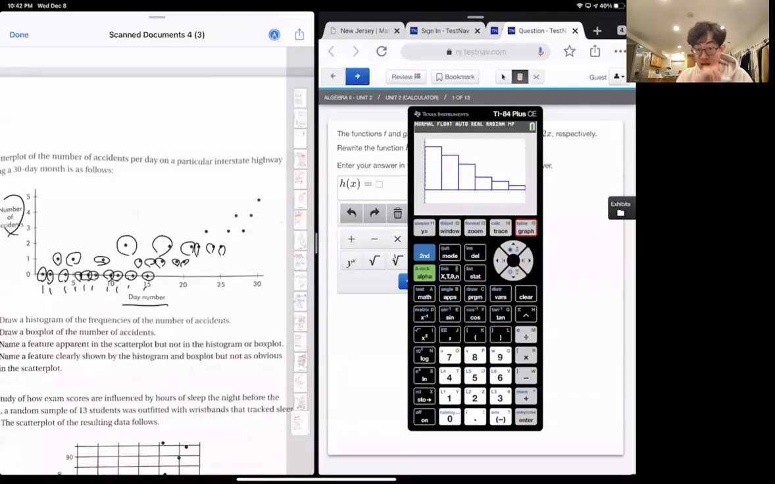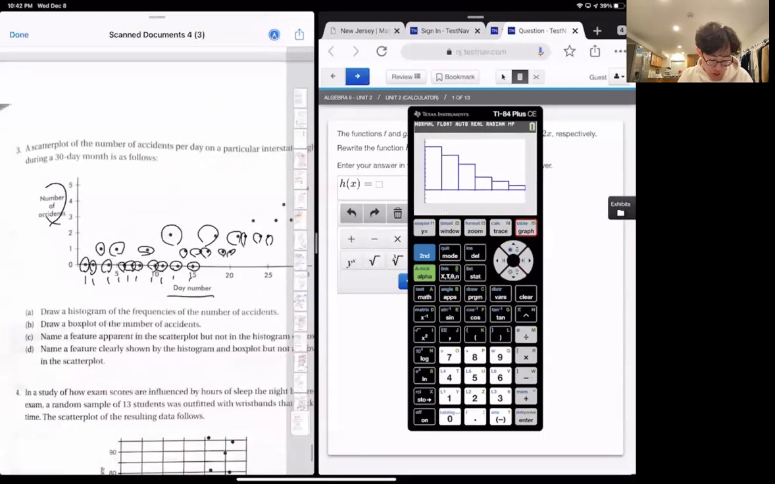All I did was type in the data, so this basically means that I have 0 ten times, 1 eight times, and so on. So that should be your A.